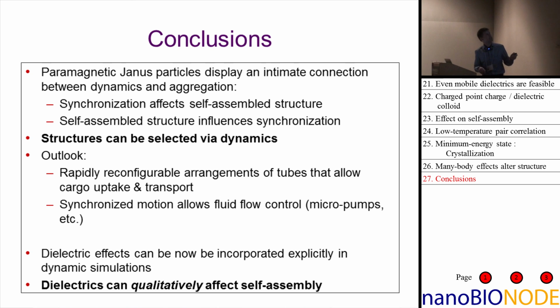So to summarize, I showed you these paramagnetic Janus particles that illustrated that self-assembly, this field that we are familiar with, can be coupled to this mathematical field that we don't think about so much, namely synchronization, and that we can even exploit it. We can now rapidly reconfigure structures, we can selectively create and destroy structures, and we can even maybe create structures where the internal components are moving in a synchronized fashion.